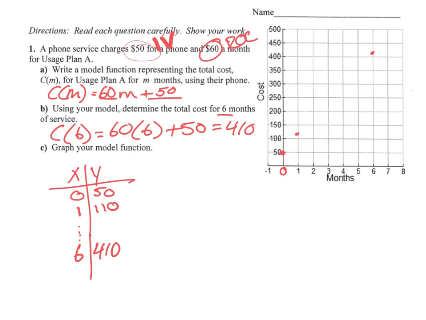Now you're going to draw a line connecting those dots. I'm going to try. Ooh, so close. And I'm done with number 1. So I found my initial value, I found my rate of change, and I formed a function.